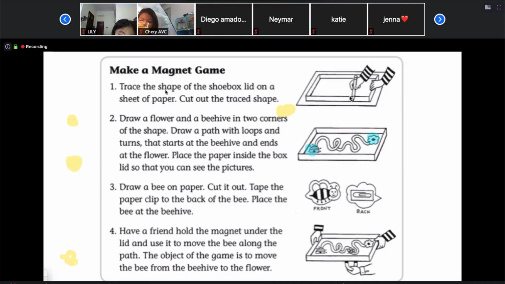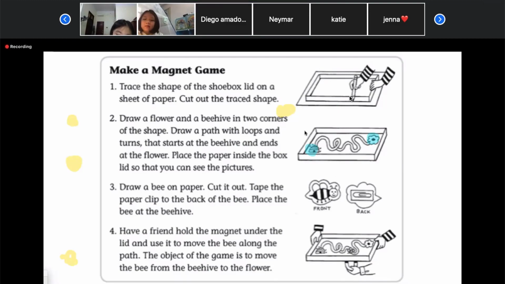And then draw a path with loops and turns that start at the beehive and ends at the flower. So we're starting at the beehive, making a path with loops and curves and turns, ending at the flower. Place the paper inside the box lid so you can see the picture. Draw a bee on paper. Cut it out. Tape the paper clip to the back of the bee. Place the bee at the beehive.